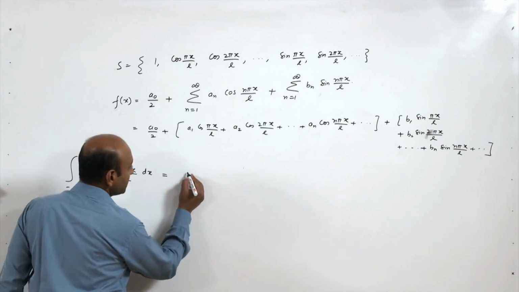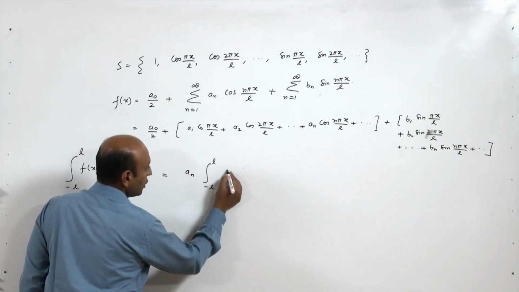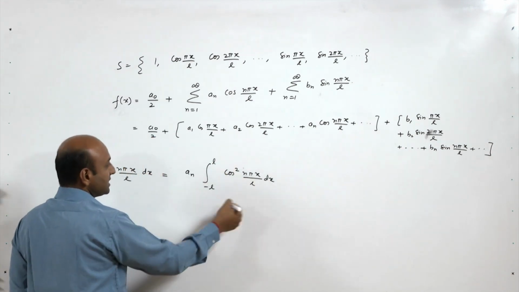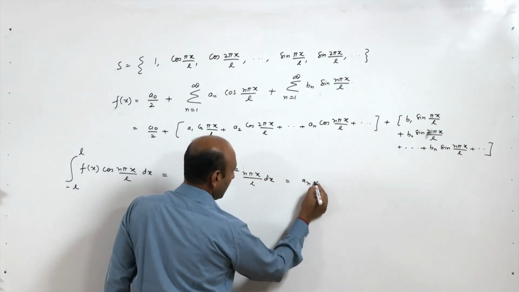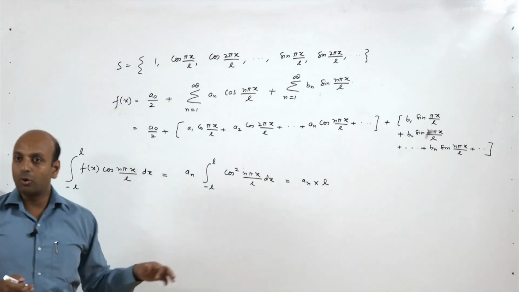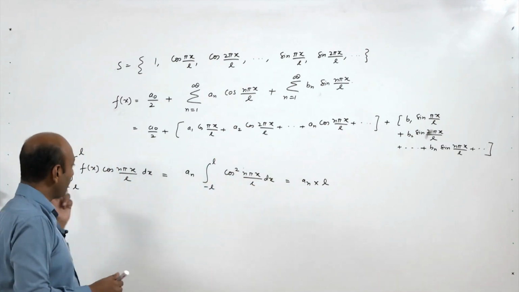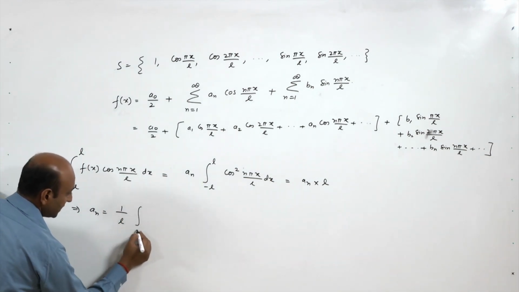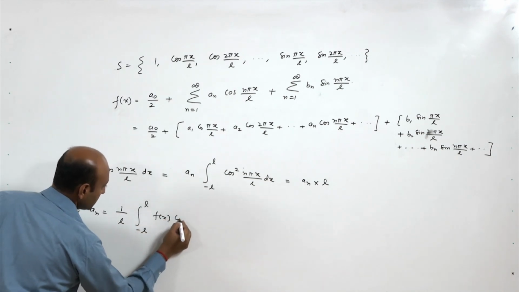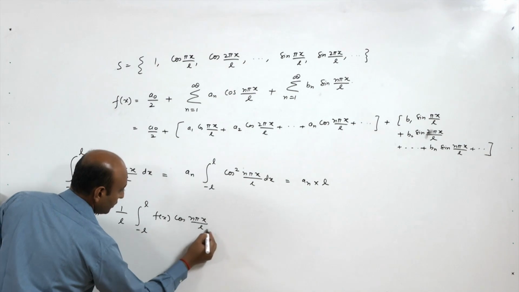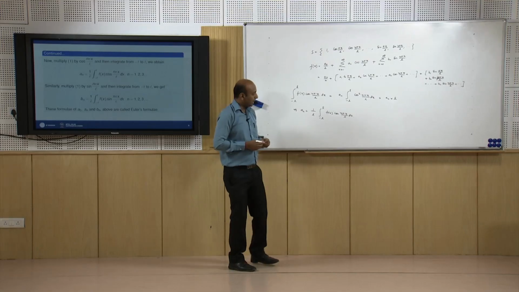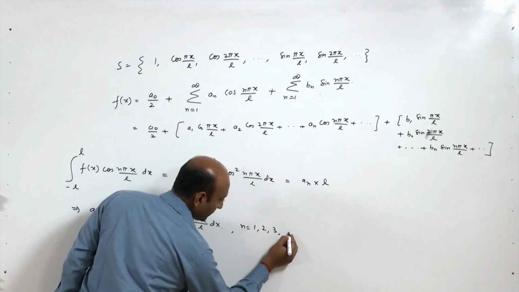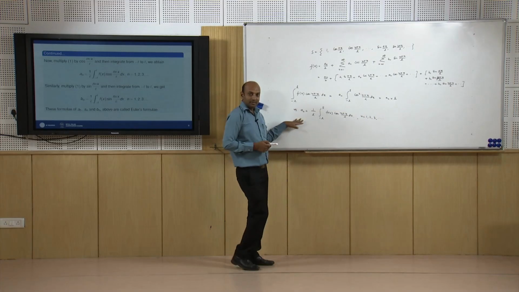Here what we have is a n integral minus L to L cos square n pi x by L into dx, and we have already seen that this value is L, so it is a n into L, because when m equals n this value is L. So, from here we can say that a n is 1 by L times integral minus L to L f x cos n pi x by L into dx. This is how we can find out a n. And what is n? n may be 1, 2, 3 and so on. Okay, clear?